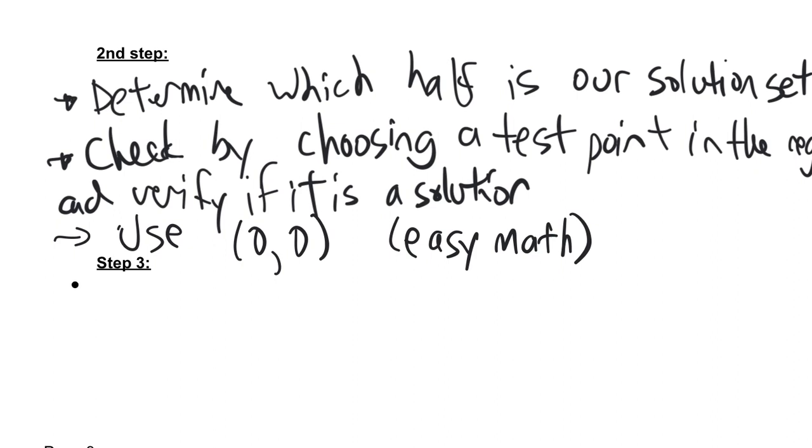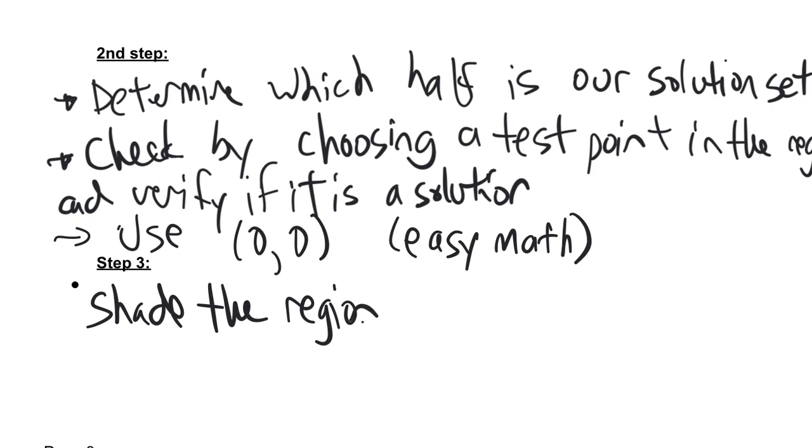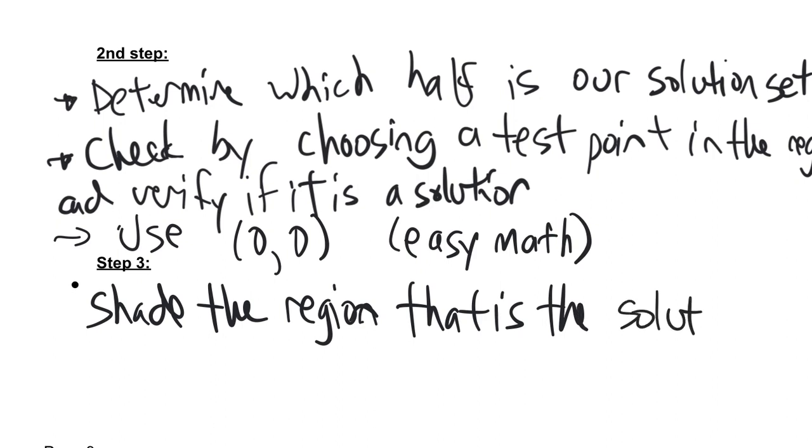And then we shade the region that is the solution set. So if you did that test point and you found it was a correct solution, you shade that half. If you did a test point and you found it was not, then you would not shade that half. We'll do some examples. I think you'll see pretty quickly what I'm going for. So I'm going to the next page.